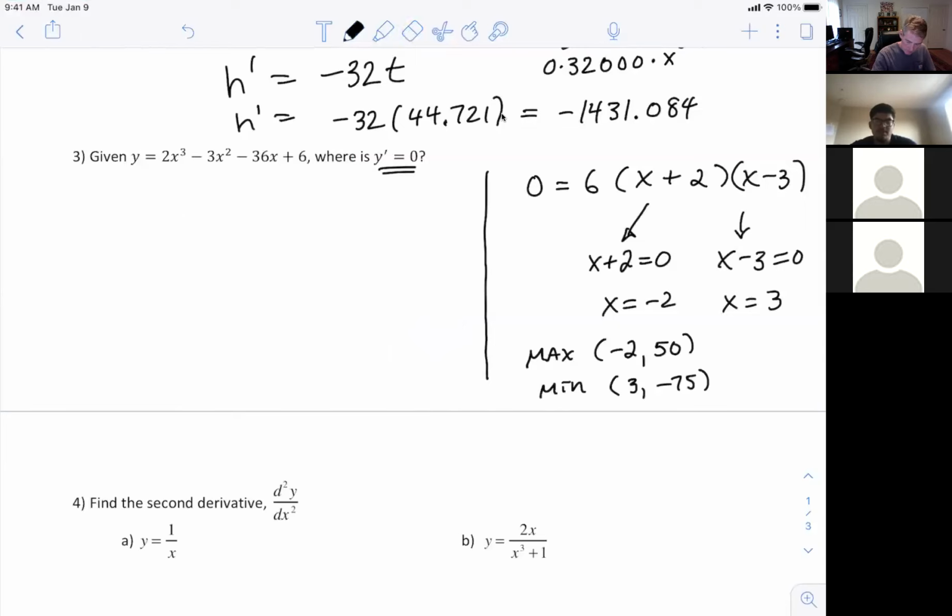I have a question. Yes. So is that when it says y prime equals 0, is that like in terms of like the slope, or I don't really understand the question.